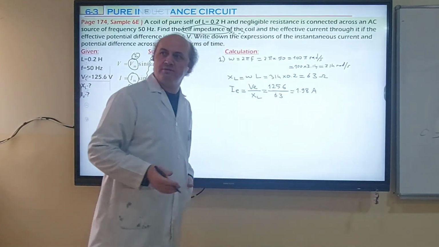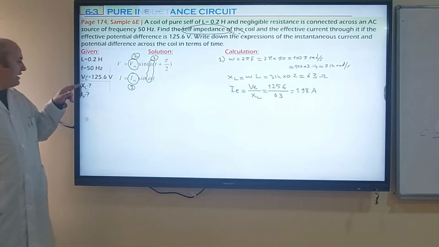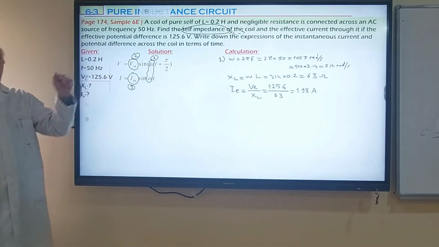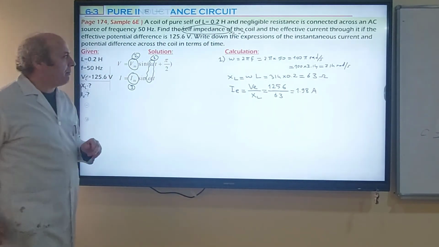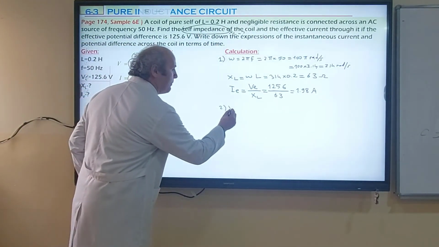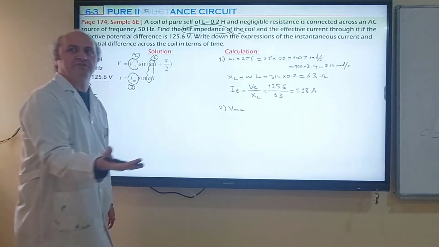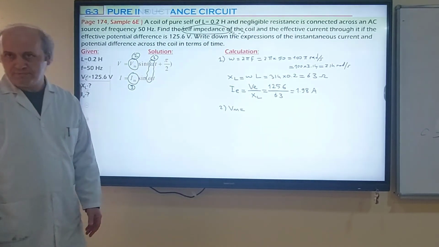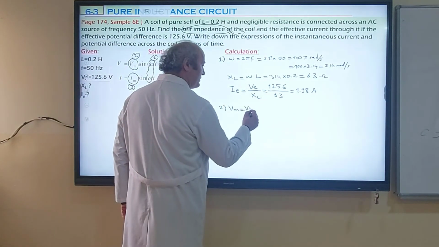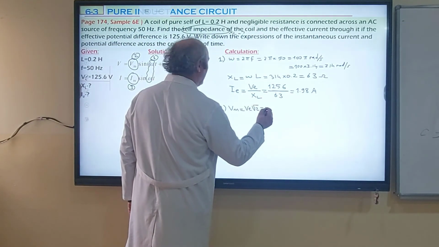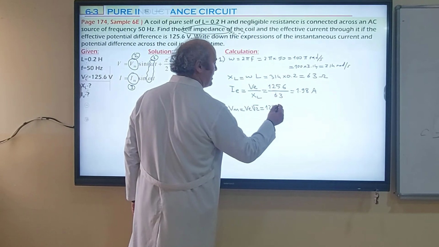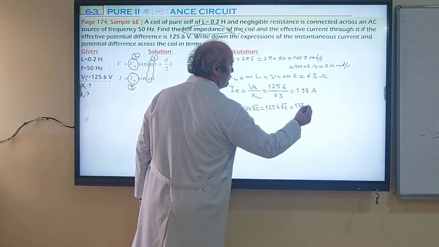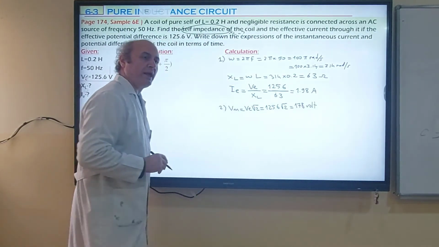We calculated the effective current. Now these two are asked, and we answered them. But to write the expression, we need to know what Im and Vm are. Let's find them one by one. Second, calculate Vm. The effective potential difference is given, so multiply it by root of 2. Vm is 125.6 times root of 2, which is 178 volts.